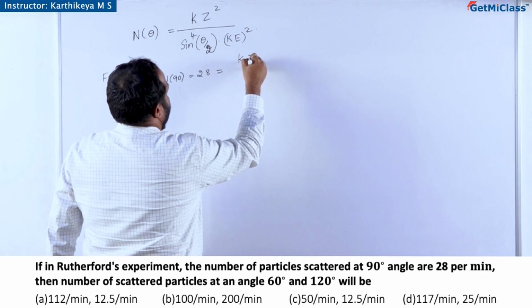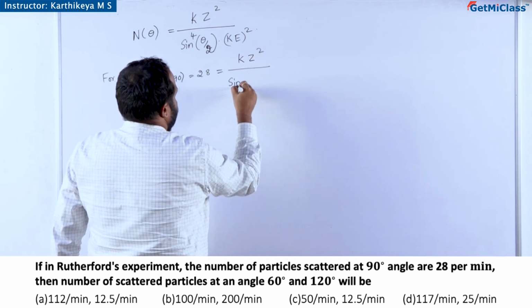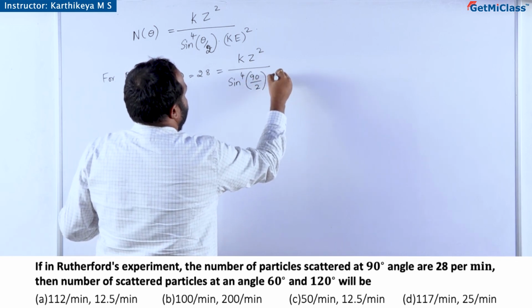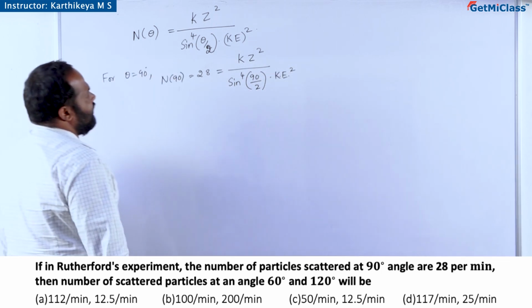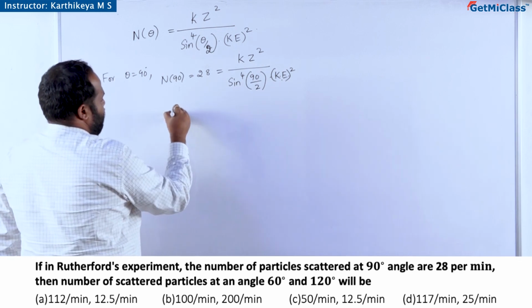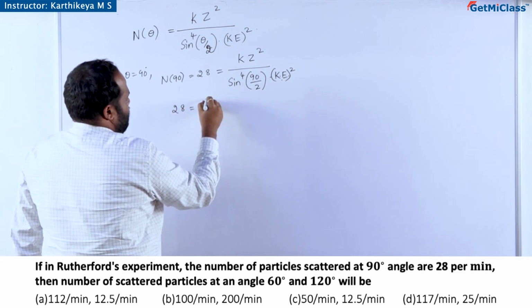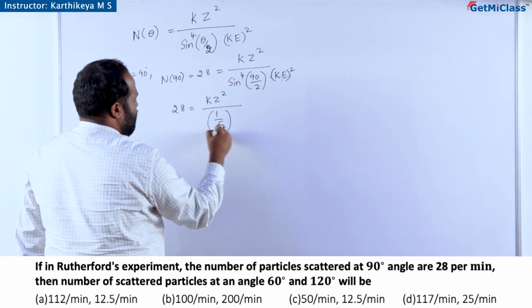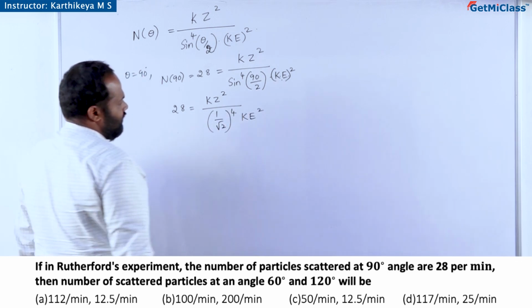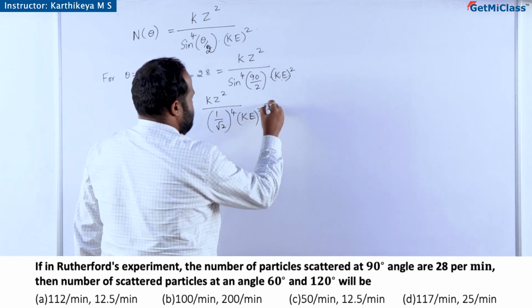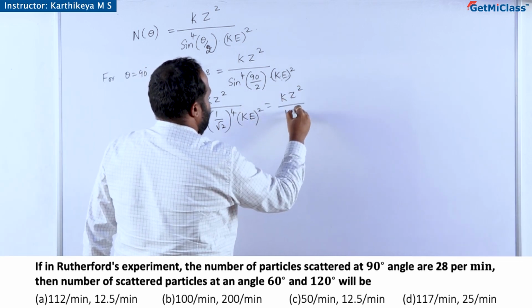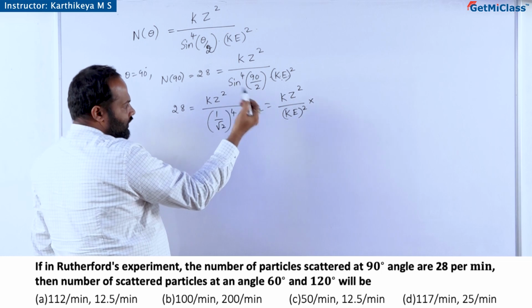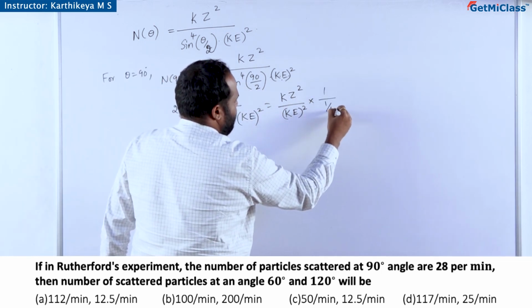That is equal to kZ square by sin to the power 4 of 90 by 2 into kinetic energy whole square. Now 28 is equal to kZ square by sin 45, which is 1 by root 2, to the power 4, KE square. Now that can be written further as kZ square by KE whole square into 1 by root 2 square whole square, so 2 square, that will be 1 by 4.